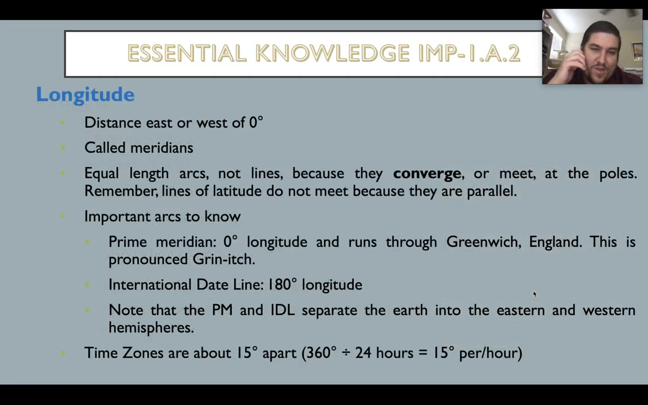Longitude, distance east or west of 0 degrees, are called meridians. The cool thing about these, and one of the reasons why longitude is so important, is every 15 degrees of longitude represents a change in time zone. Every 15 degrees represents an hour. So if we think about Eastern, Central, Mountain, and Pacific Standard Time, each of those are exactly 15 degrees apart from each other. From Pacific Standard Time to Eastern Standard Time, there's a 3-hour difference. That's because we're changing degrees of longitude, and that changes our time zones.